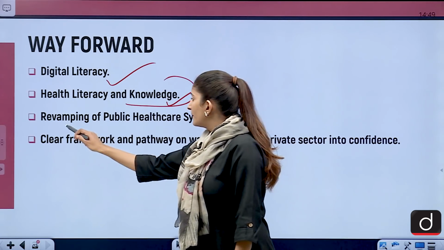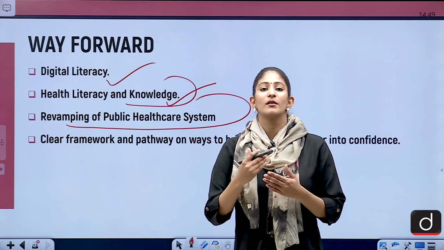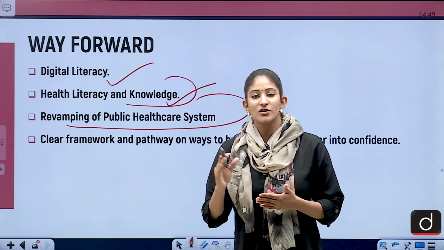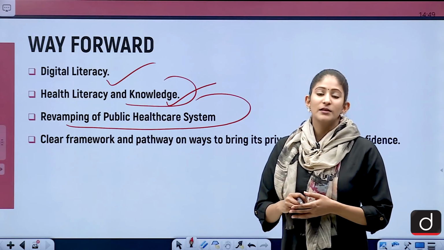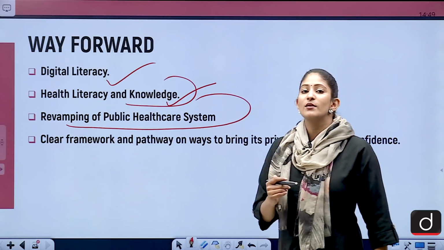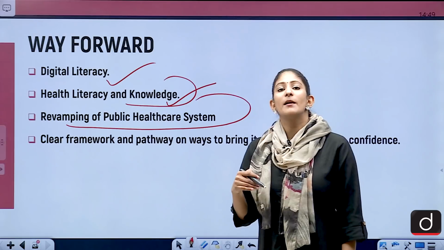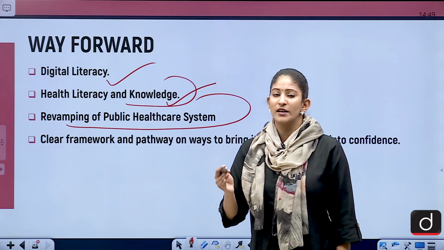And also revamping of the public healthcare system. The government needs to spend more on the healthcare infrastructure in the public arena. Also, human resources should be developed. There should be proper human resources available. For that, expenditure is a must. And if we have already compared it with the expenditure of Canada and Australia, that is also needed.